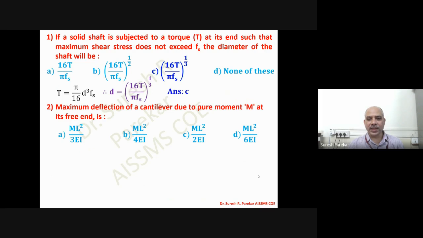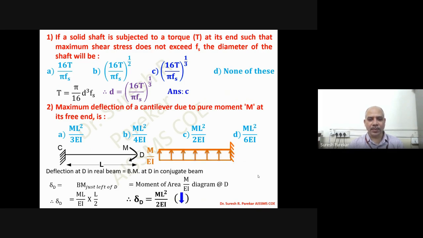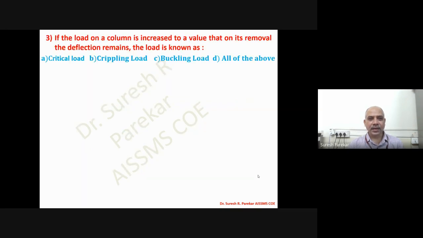Then, the maximum deflection of a cantilever due to pure moment M at its free end is. So the answer is M L square upon 2EI. These values we actually have to remember for standard cases. So the answer is C.